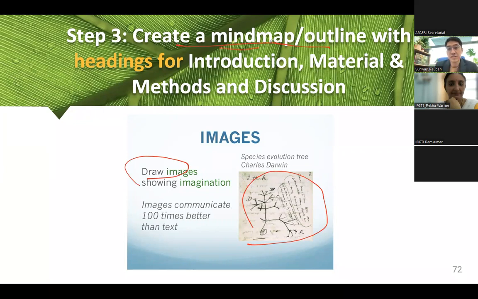So you can create a mind map, or you can create a Word document and show outlines with various headings. Create the headings first. For example, the introduction might have a few subheadings. Materials and methods might have a few subheadings. The discussion section also might have a few subheadings. Write it out first, and then you put the meat into that. That's something that some people recommend.